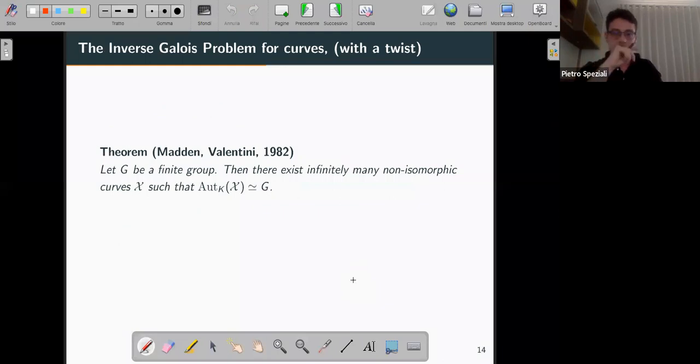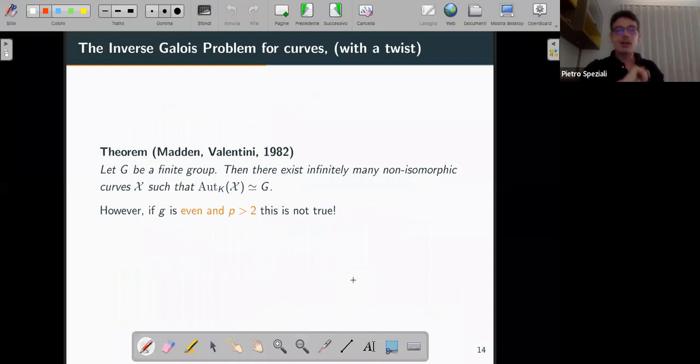Also, I told you about the inverse Galois problem for curves. If we have a finite group, there exist infinitely many non-isomorphic curves that admit this group as an automorphism group. But there is a twist on this. When you have curves of even genus in characteristic bigger than 2, this is not true. Actually, this is true even in characteristic 0.